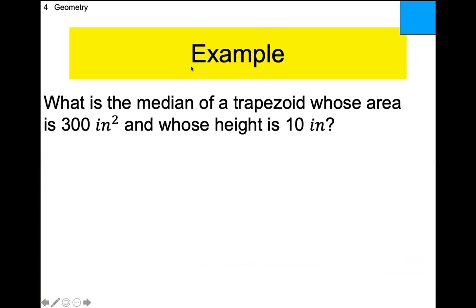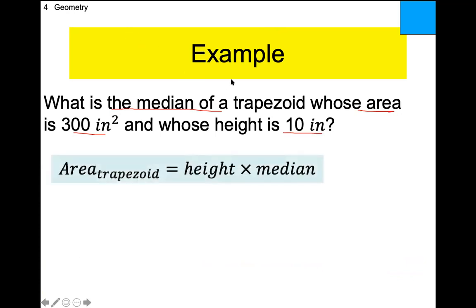Notice it says, what is the median? So I'm solving for median. What is the median of a trapezoid whose area is 300 and whose height is 10? So let's see, what are we given here? Well, here's the formula that involves median if I want to solve for it. So I need area, which I do. It's 300. So I could put 300 right here. I need the height. It says the height is 10.